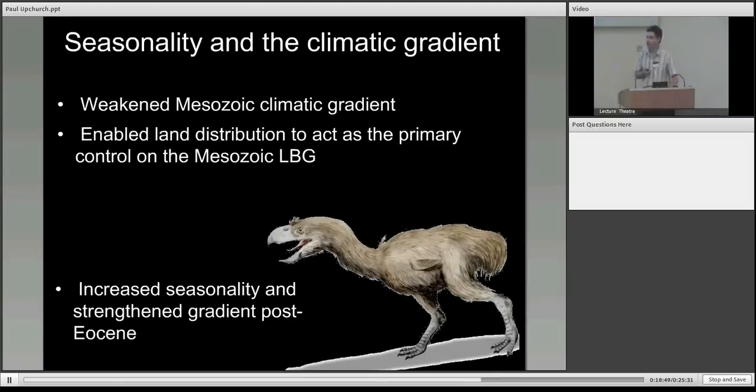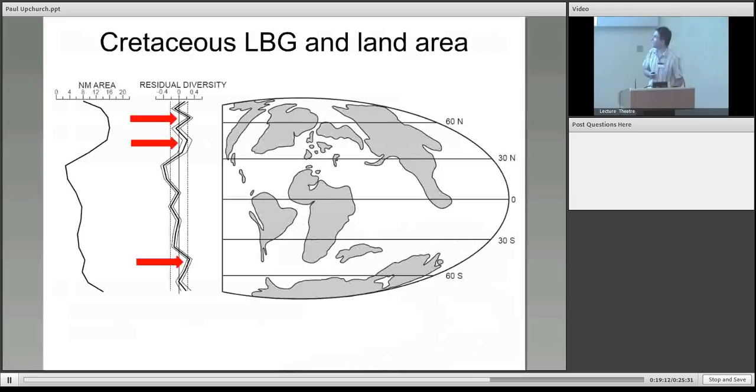Well, we come up with a working hypothesis. I stress this is a working hypothesis. Still need to do a lot of work on this. But the idea would be that perhaps during particularly warm periods, because of shallower gradients or reduced seasonality, other factors aside from climate, which were previously overwhelmed or suppressed, might have a stronger influence. And one of the ones we tested using our multiple regression models was the idea of land area.